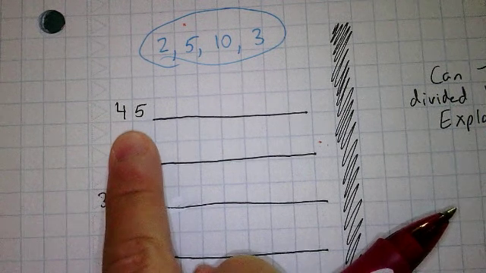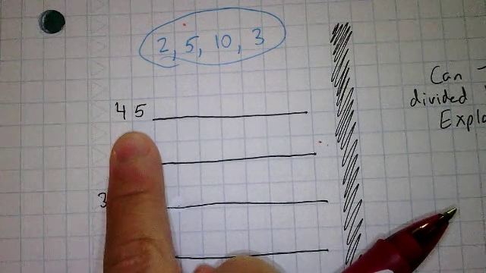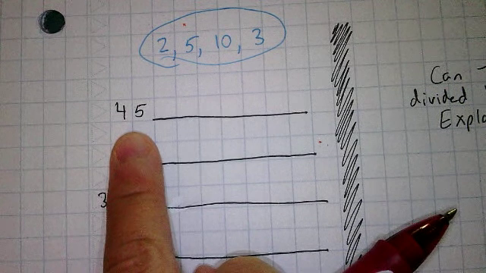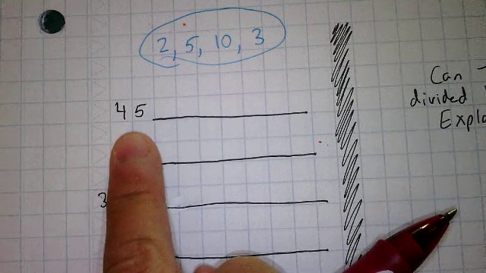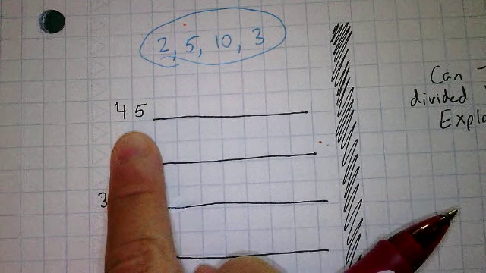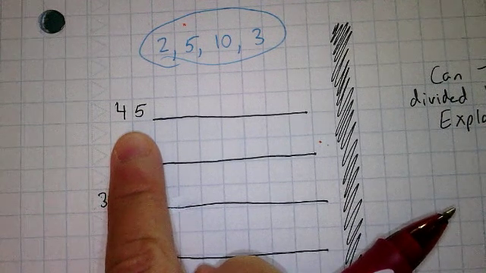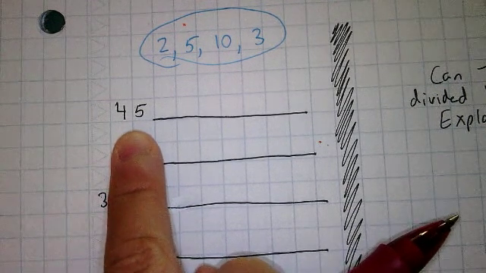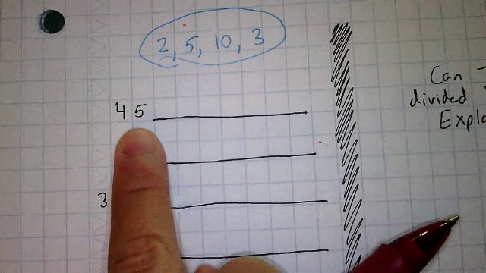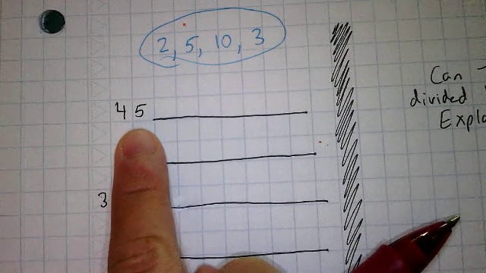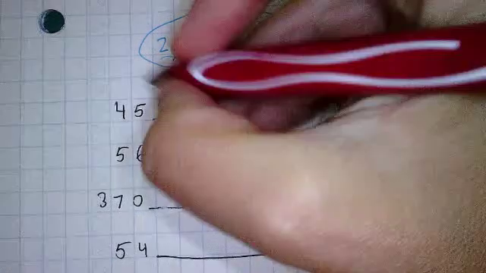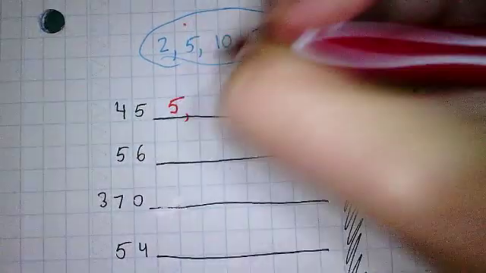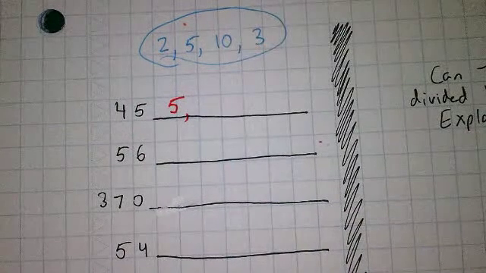Okay? Now let's move to 5. Can 45 be divided by 5 evenly? Well, a number is divisible by 5 if its ones digit is 0 or 5. Is this ones digit a 0 or a 5? Yes, so can 45 be divided by 5? Yes. So I'm going to write a 5 here. Comma. I'm going to put a comma because there might be another one.